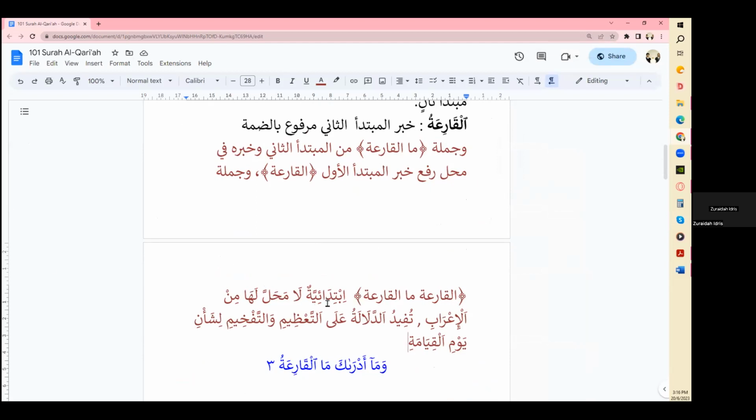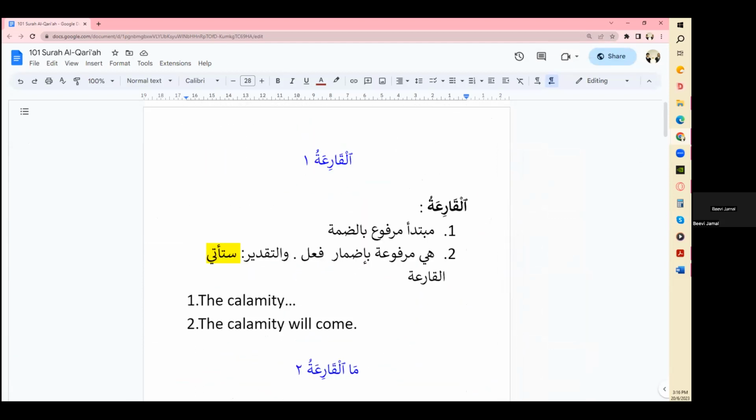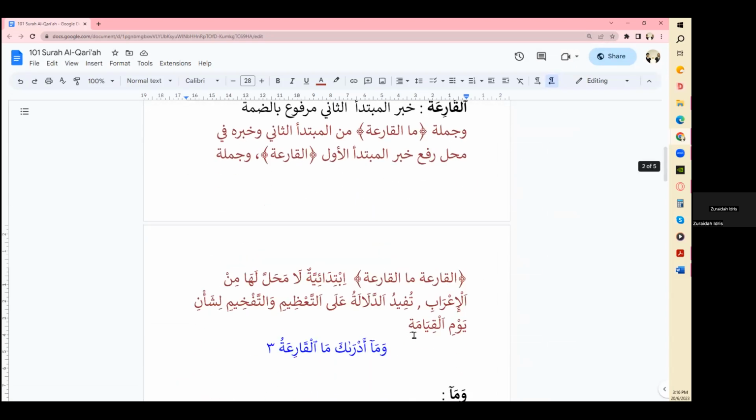This sentence is ibtidaiyah, because it is a new sentence. We have a new verse here. La mahalla min al-i'rab, tufidu ad-dalala ala ta'zim aw tahyin li sya'ni yaumil qiyamah. Sya'ni is the matter of yaumul qiyamah, the meaning of sya'ni here. So it's referring to the world's ending, the Day of Judgment.